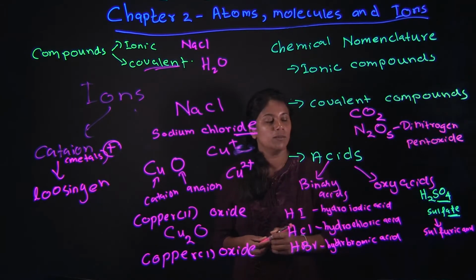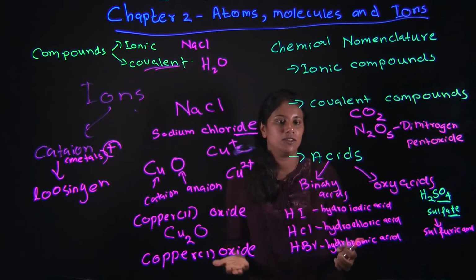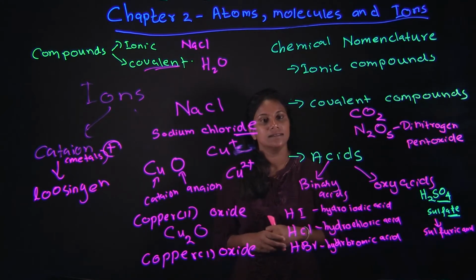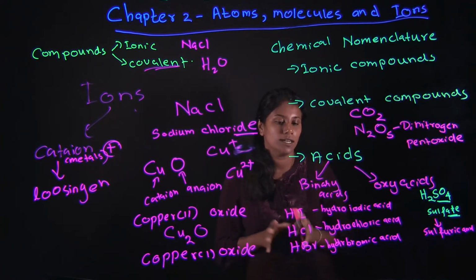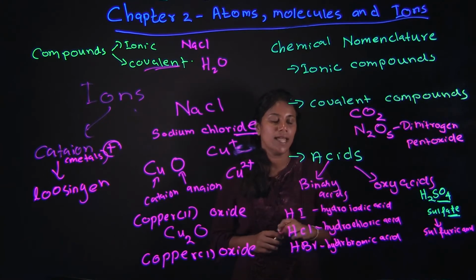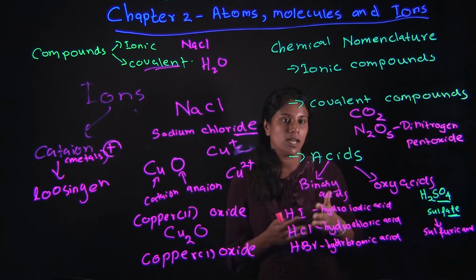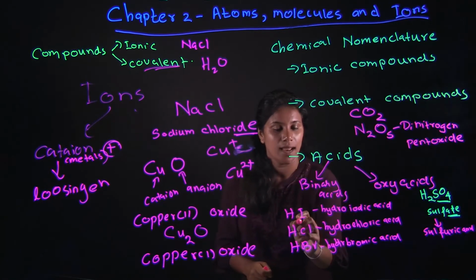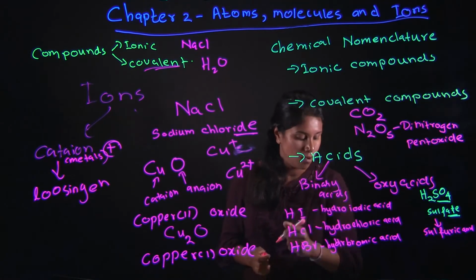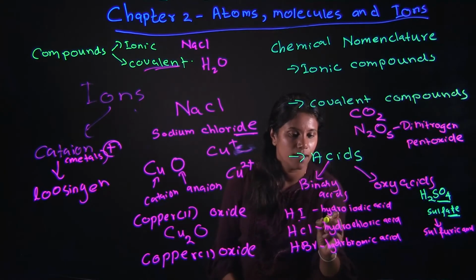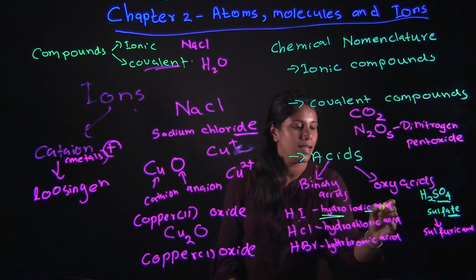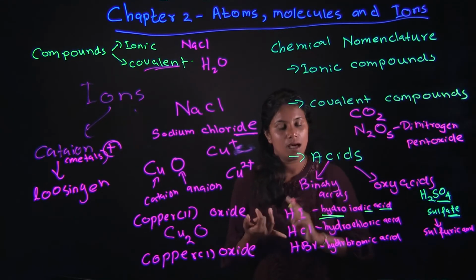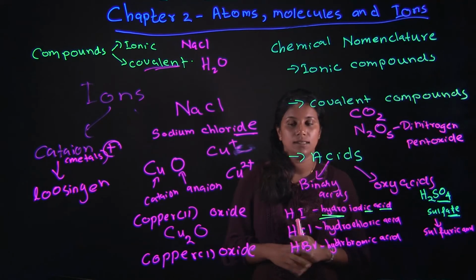And then we are moving to naming of acids. There are two types of acids: binary acids and oxyacids. Binary acids are made out of only two atoms, hydrogen and another atom. In a binary acid you always write hydro, then the anion name, and add ic at the end, and then acid. That is how you name binary acids. Two atoms: hydroiodic acid, hydrochloric acid, hydrobromic acid.